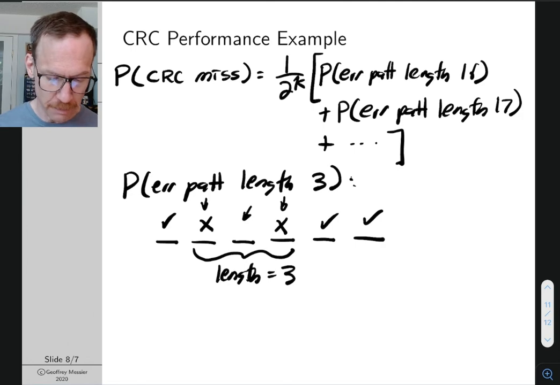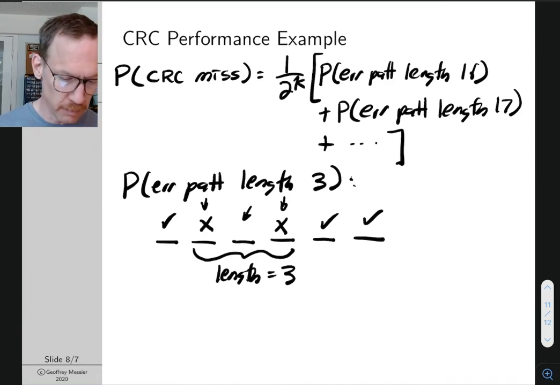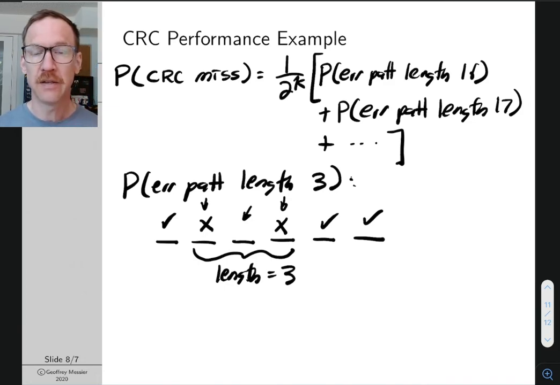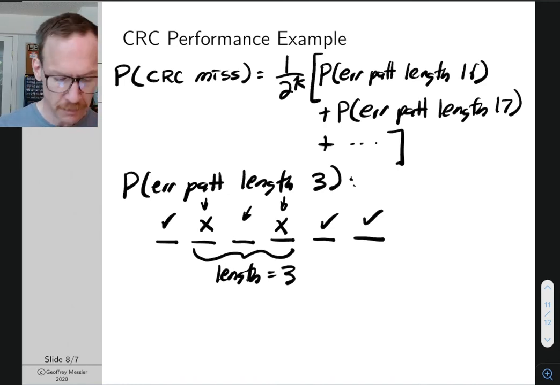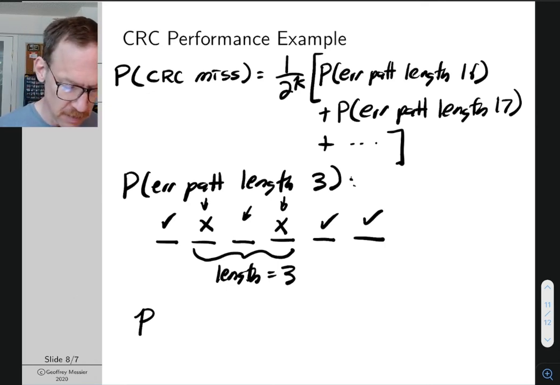Okay, so just cleaning up our screen a little bit here. This is a picture of the error pattern of length 3. Now, let's write the probability expression for it. So we said that the first and last bit in the error pattern have to be bad, right? So the first bit in the error pattern has to be bad. That occurs with probability little p, if p is the probability of bit error.